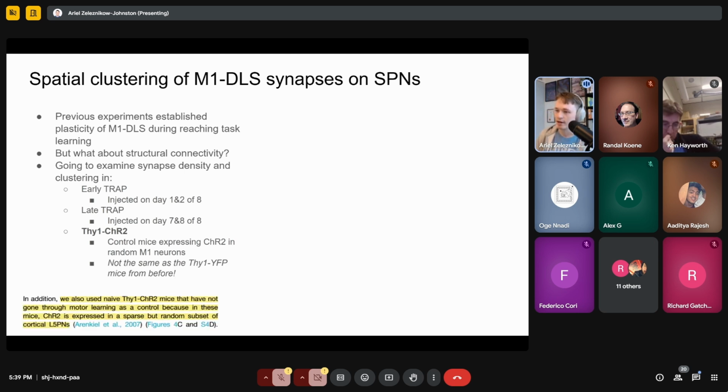Yeah, that's just reiterating what they said there. So what they're going to do is repeat, as previously shown, optogenetic stimulation of tagged M1 neurons in these groups, whether that's the early trap neurons, the late trap neurons, or a random population of neurons in M1, and they're going to observe the active spines and their locations.